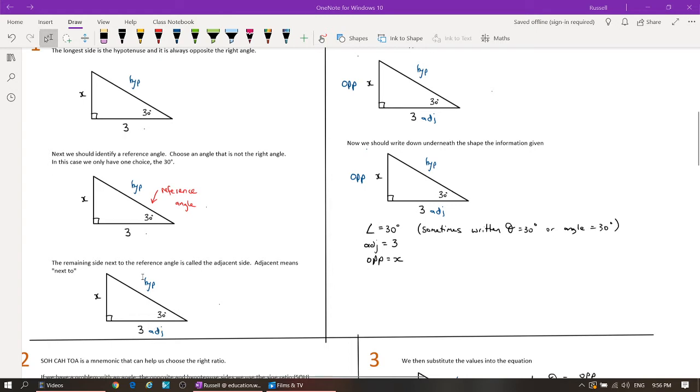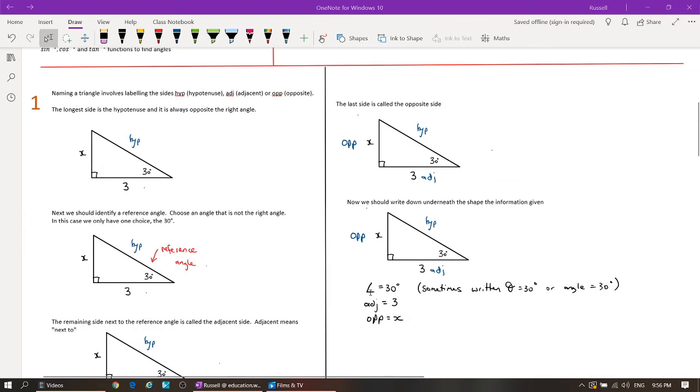So far, we've named the hypotenuse, we've named the reference angle, and we've named the adjacent side. So 1, 2, 3 things we've named, which only leaves one more thing to name, which is this side over here, and we call that the opposite side. It's the side opposite the reference angle. There it is there.